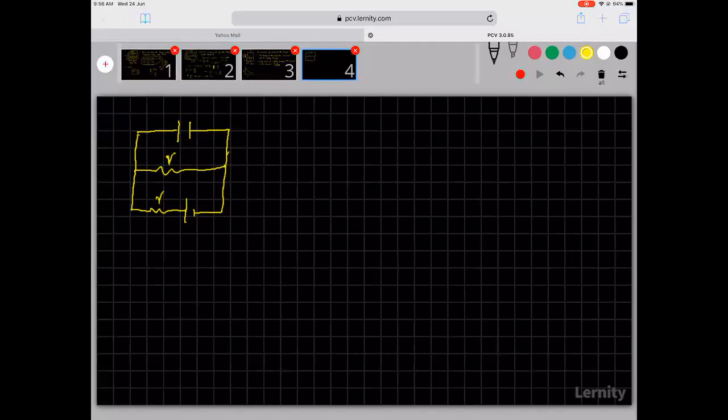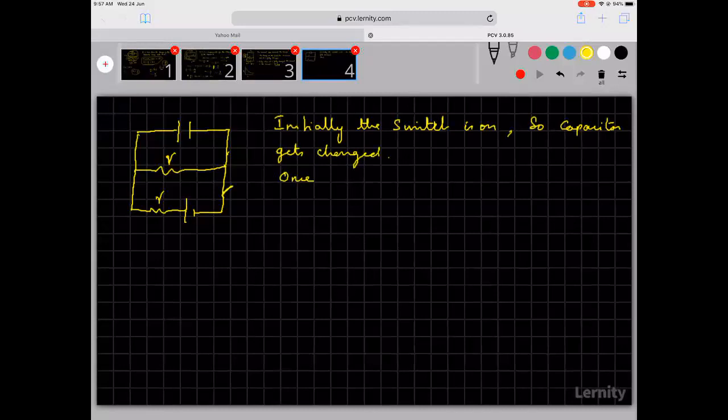Initially this circuit is closed. There's a switch here. Initially the switch is on, so the capacitor gets charged. Okay, now the question was, once the capacitor is fully charged, the battery is removed.